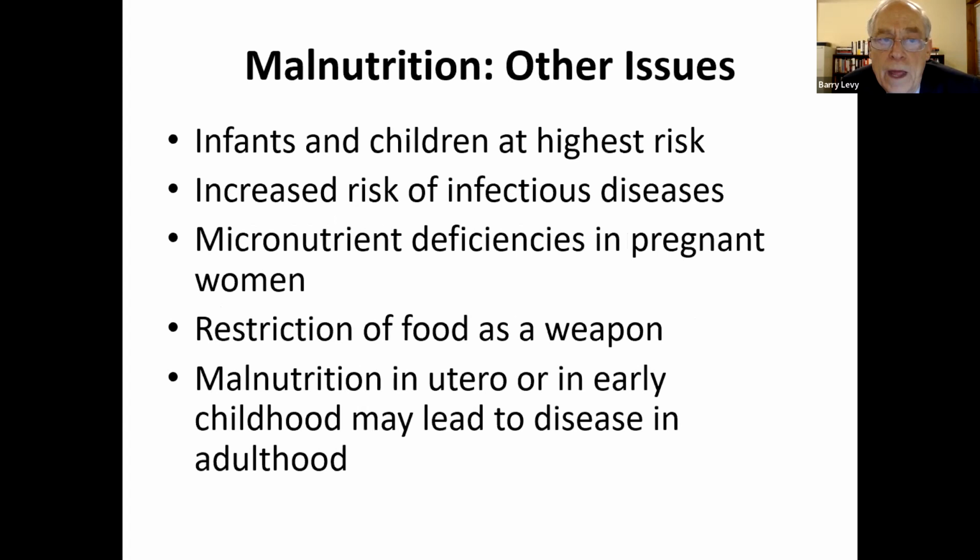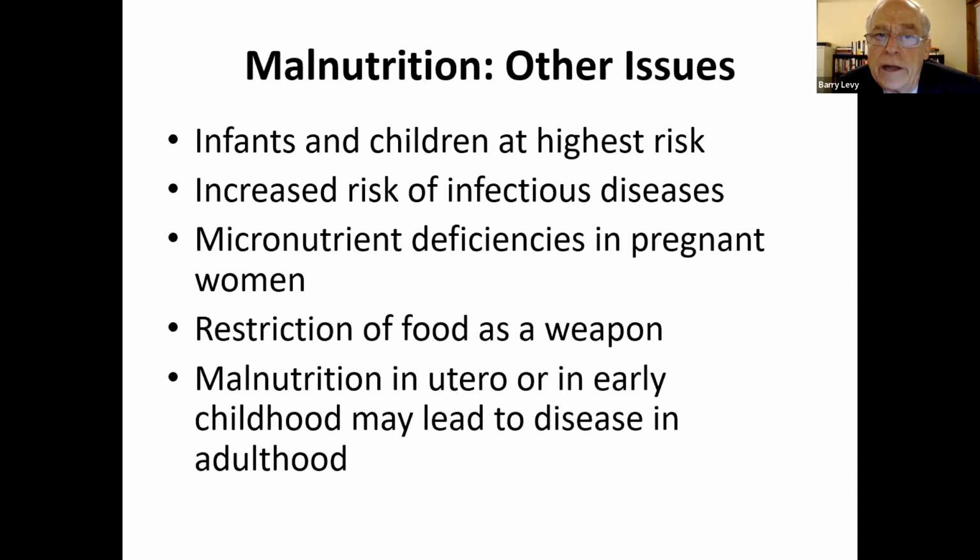And there are a number of other issues. Children and infants in particular are at highest risk. They are at increased risk of infectious diseases. We can't forget about micronutrient deficiencies among pregnant women as a result. Restriction of food has sometimes been used as a weapon, including in current wars in Yemen and indeed even in Ukraine. And malnutrition in utero or in early childhood may actually lead to coronary artery disease or other chronic non-communicable diseases years later during adulthood.